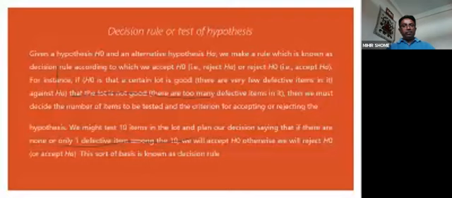Then we must decide the number of items to be tested and the criterion for accepting or rejecting the hypothesis. We might test 10 items in the lot and plan our decision saying that if there are none or only one defective item among the 10, we will accept H0, otherwise we will reject H0 or accept HA. This sort of basis is known as decision rules.